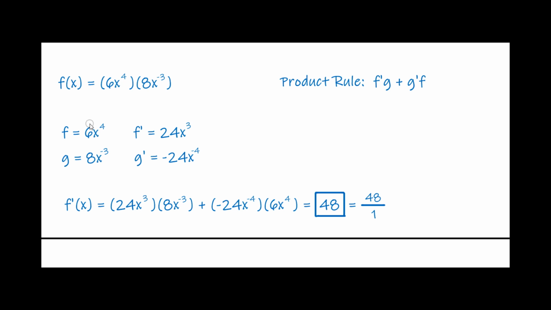So f is equal to 6x to the fourth power, and g is equal to 8x to the negative third power. We then find their derivatives, f prime and g prime, 24x cubed and negative 24x to the negative fourth respectively. Then we apply the product rule format, f prime g plus g prime f, and when we simplify this expression, we evaluate a derivative that is a linear slope.